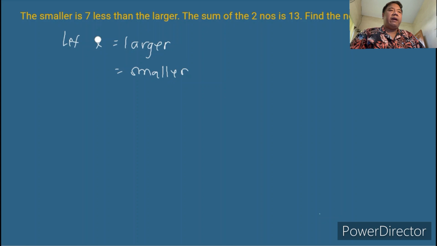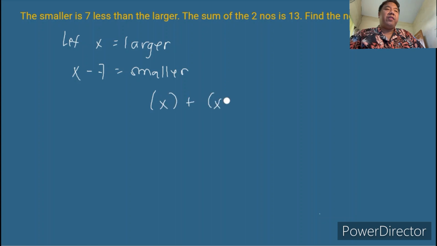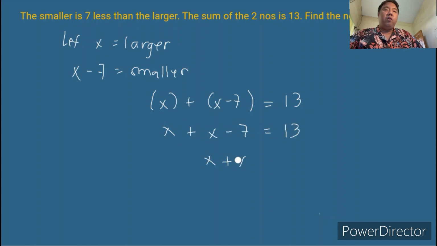So that is x minus 7. So the sum of these two numbers is 13. So what you have here will be x plus x minus 7 is equal to 13. So just solve. Pagsamasamahin sa isang side ang magkakapareho or yung like terms kung tawagin. So 2x is equal to 20. Divide both sides by 2. X is therefore equal to 10.